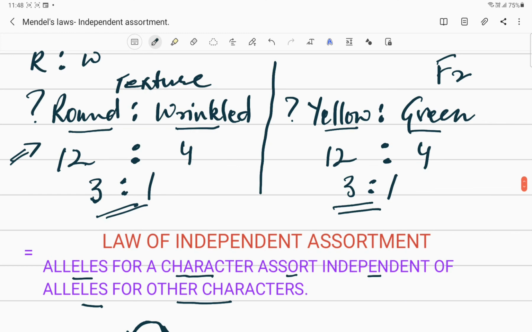And well, this particular ratio, 3 is to 1 at the end, the phenotypic simplified ratio, actually points out in this particular direction. I hope you've understood what Mendel's second law means, the law of independent assortment. I will see you in some other video in the future.